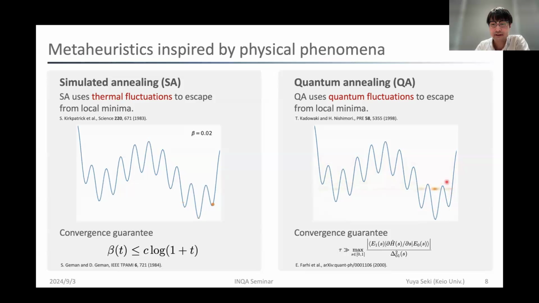As you can see, at the beginning the state is a superposition of all the possible states, and the wave function converges to the global minimum like this. It is guaranteed that the system can converge to the global minimum by using these equations. These equations mean that if the total annealing time is much greater than this right-hand side, we can get the global minimum with a high probability. This equation was given by Farhi in 2000.